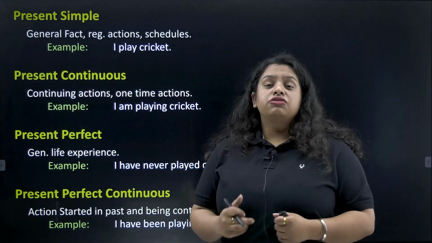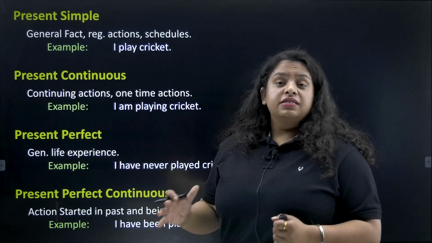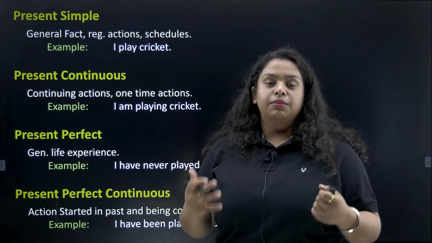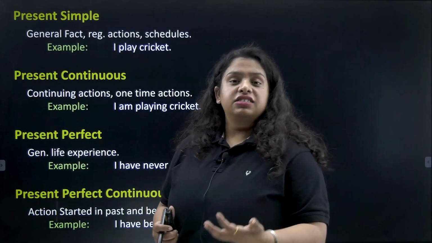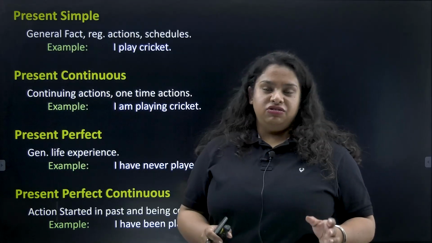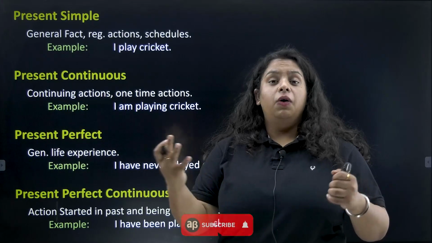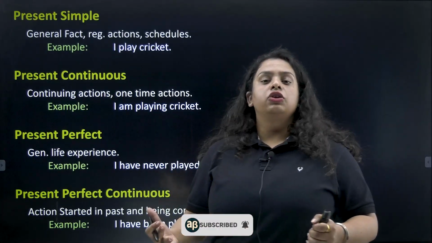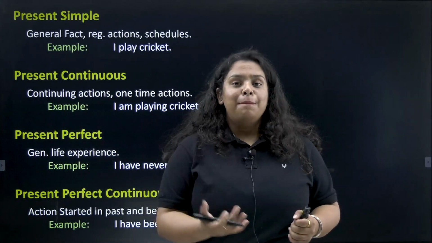Then when it comes to your present continuous tense, as we say, continuous means continuing, something that we are discussing or an action which is still continuing. So continuing actions, one time actions. Okay, either it is going to be a continuing action or a continuous action, or it is going to be a one time action. So for example, I am playing cricket.